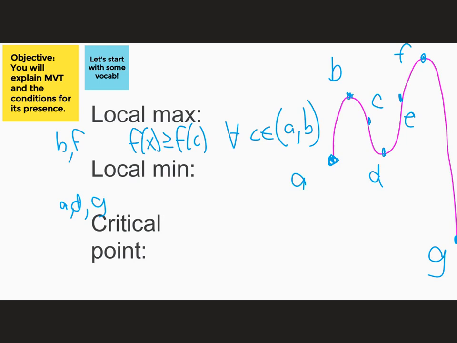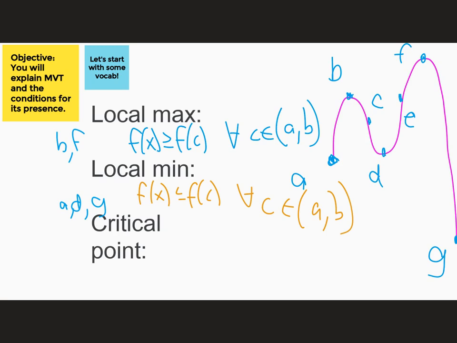Because I can't say, okay, in say this open interval, we wouldn't even talk about it. Anyway, I don't want to confuse you. Local min, same idea. F of x is less than or equal to f of c for all c in some interval ab. So that's the lowest. No big deal on those.